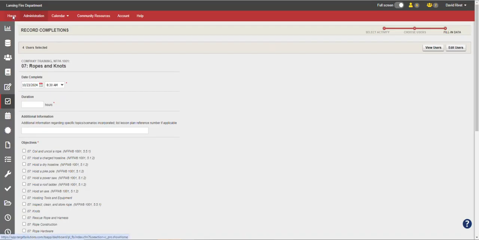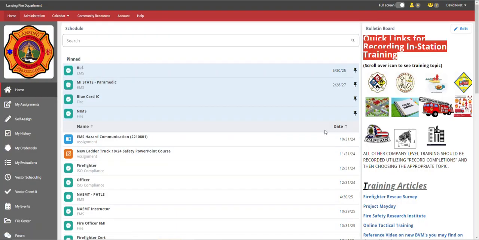All right, so we're going to go back to the home page. If we go over here to shortcuts, we created these so it's easier for you all to record stuff. So if you hover over it, it'll tell you what it is. So this is hazmat in-station training, technical rescue in-station training, water rescue, and fire safety public education.